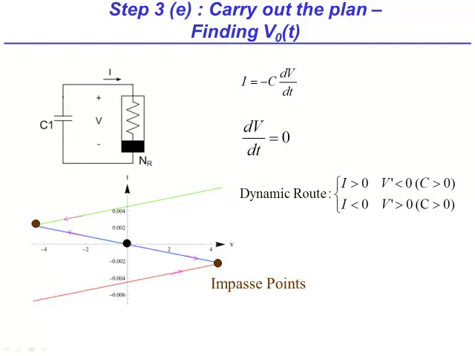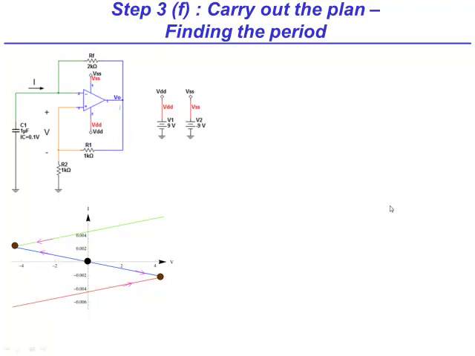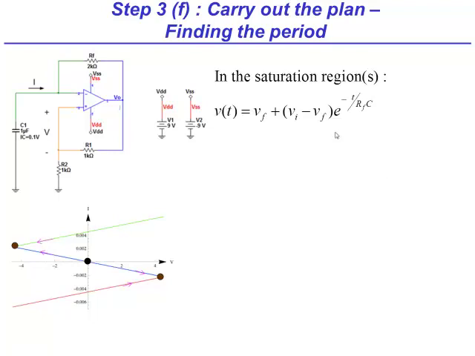Wow, so I can now find the period. So I simply write the first order RC equation in the saturation region, since I have only a resistor in parallel with the capacitor. Correct. Be careful of initial conditions though.